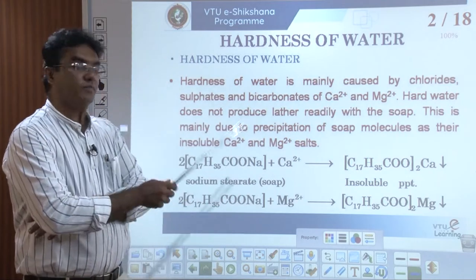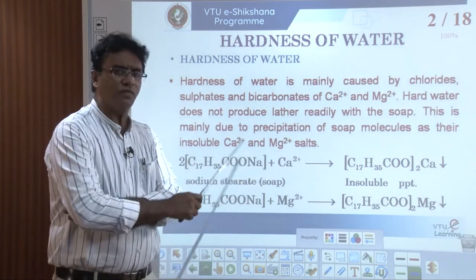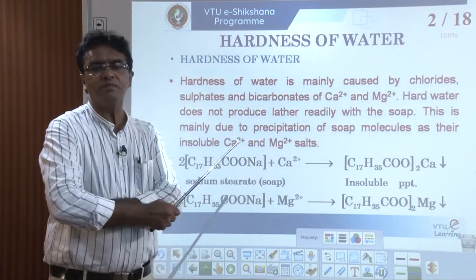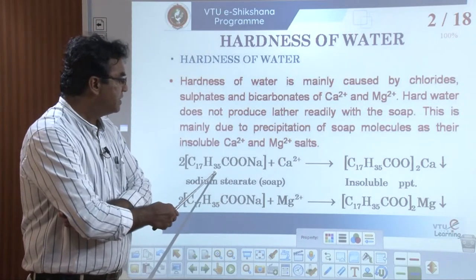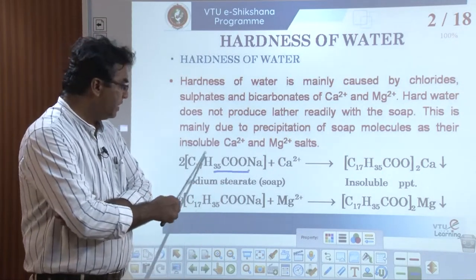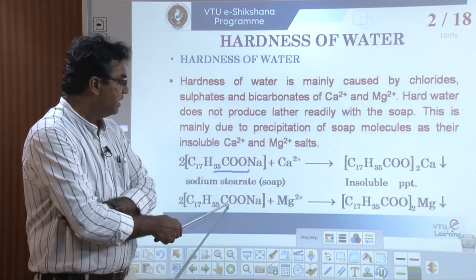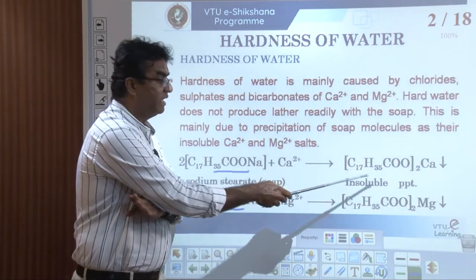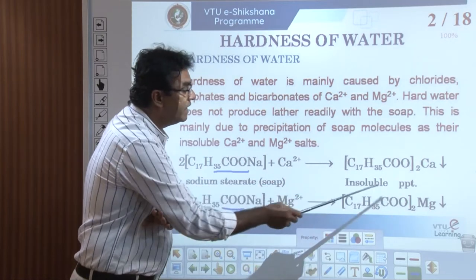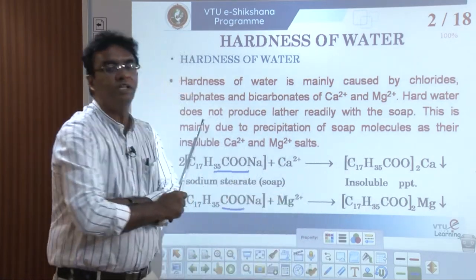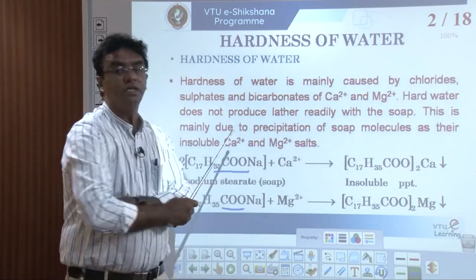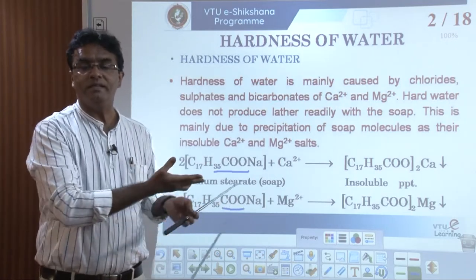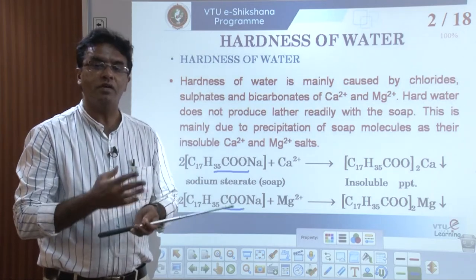The reason is, whenever hard water is used for washing and comes in contact with the soap, the calcium and magnesium ions present in the hard water react with soap molecules, that is sodium stearate, forming calcium stearate and magnesium stearate. These two salts are insoluble in nature, thereby soap molecules are not freely available for forming the lather, and they will not be able to carry out the washing of the clothes effectively.